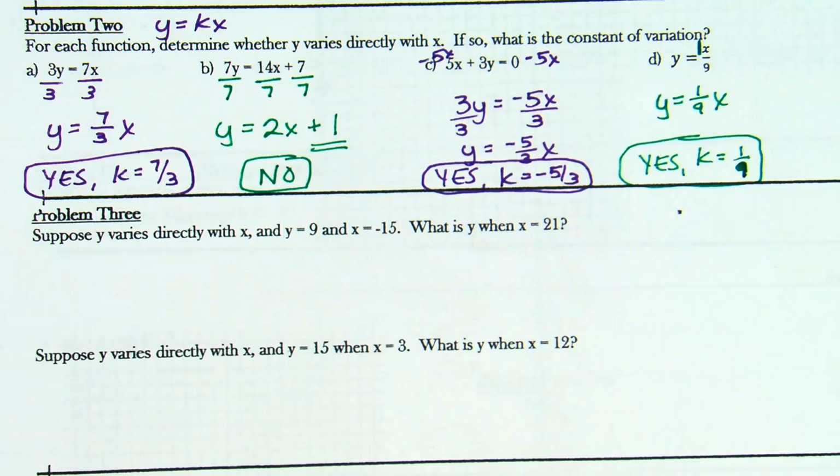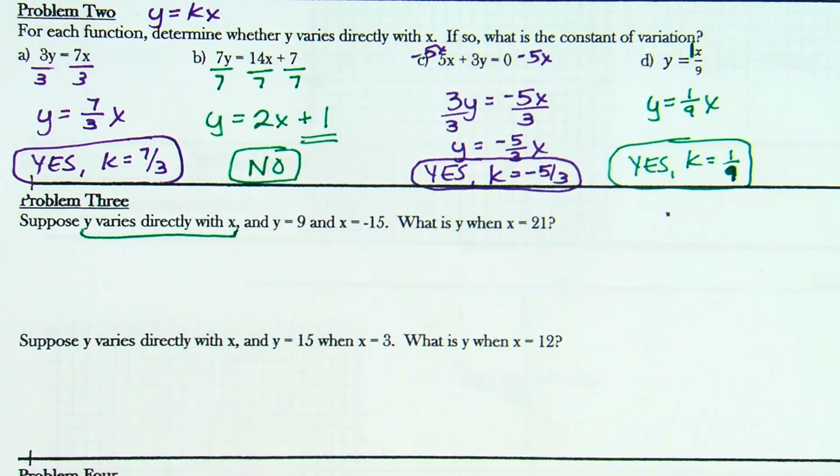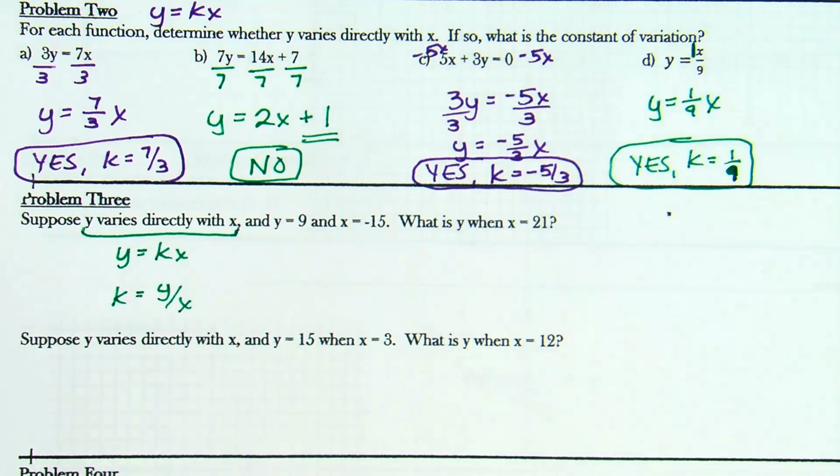First of all, notice the phrase: suppose y varies directly with x. What is our equation that represents y varies directly with x? The ones at the top. When we talk y varies directly with x, that's y equals kx and k equals y over x. AKA the ones at the top, right?